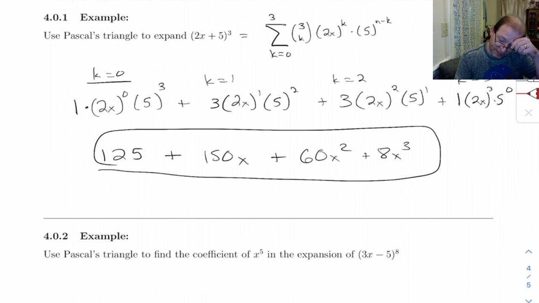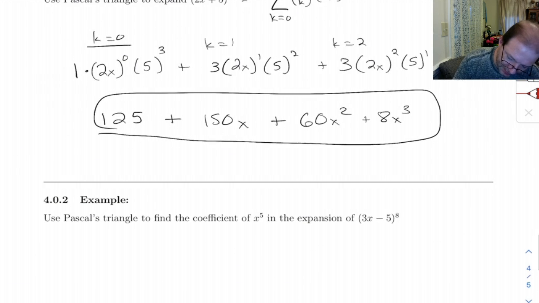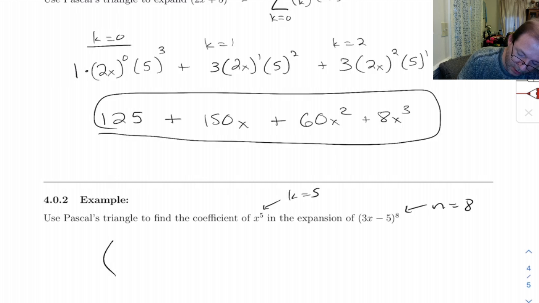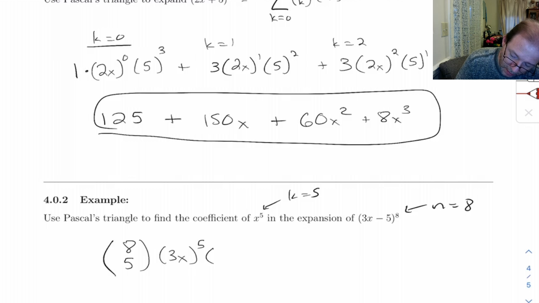All right, last thing, this is the last example. Use Pascal's triangle to find the coefficient of x to the fifth in the expansion of this. All right, so we're interested in, let's see, n is 8, k is 5. So what we've got here is 8 choose 5, and then 3x to the fifth, then negative 5 to the, let's see, 8 minus 5 is 3.